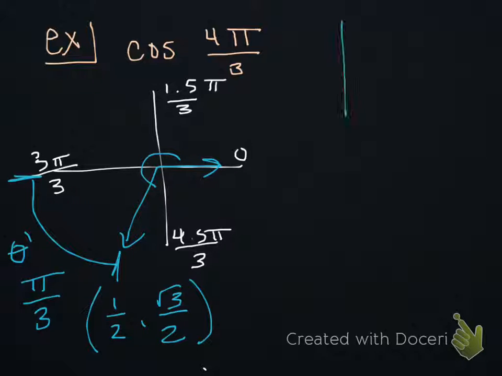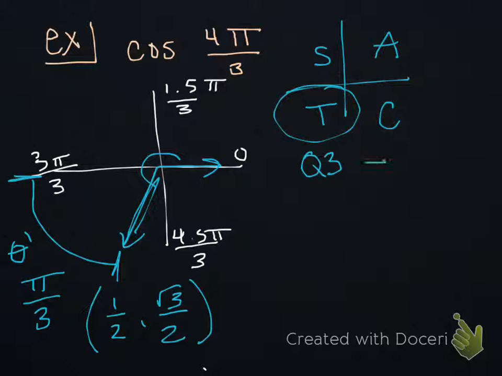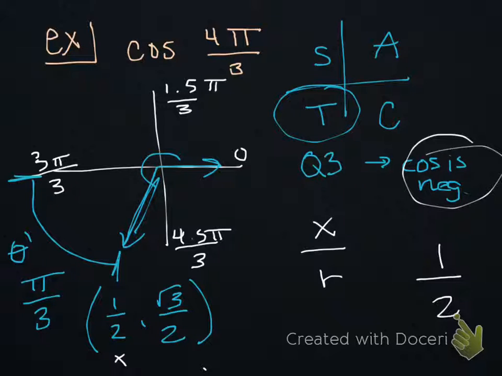My angle is in quadrant 3. Since this arrow falls in quadrant 3, I'm here. The only trig function that's positive in quadrant 3 is tangent, which means sine and cosine are negative. So Q3 means cosine is negative. The last part of it is, cosine is x over r. The x part of the coordinate is 1/2. R is always 1 because it's from the unit circle. So my answer is 1/2, but I have to go back to this idea that it's negative.